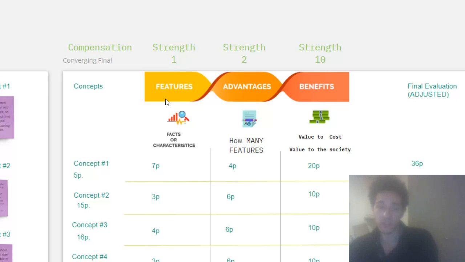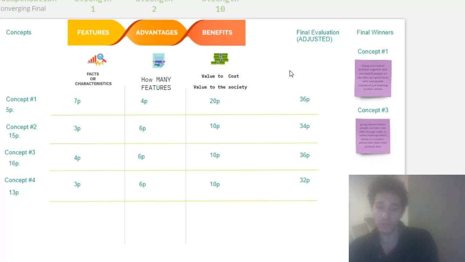So for features, it's 1 point, strength, 2 points, advantages, 2 points, and then for benefits, it can be a maximum of 20 points or at least 10 points. So as you can see, these are the main ways that I modified it. So yeah, on to chapter 4.